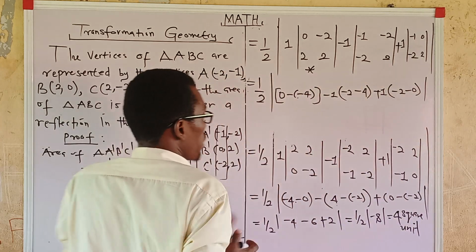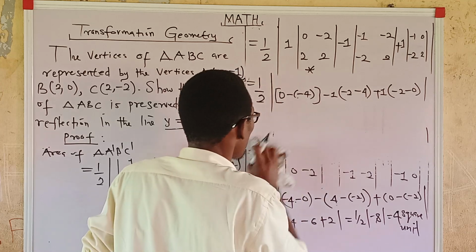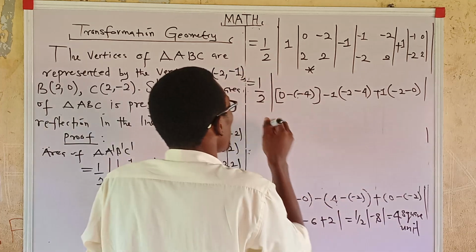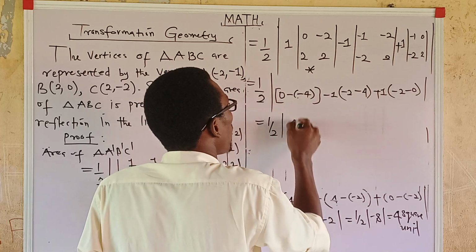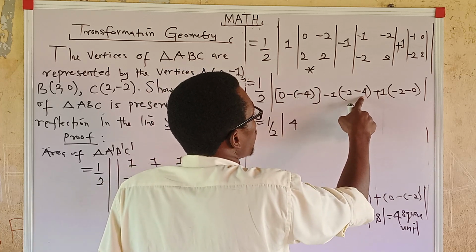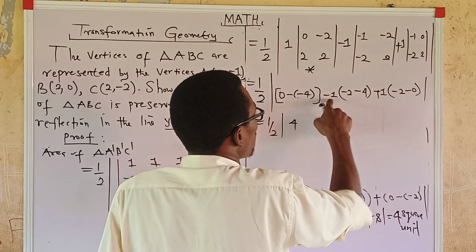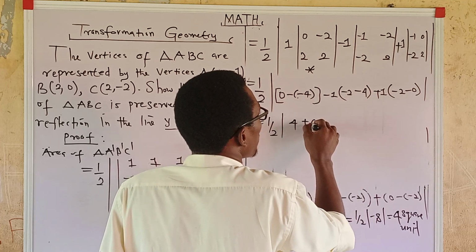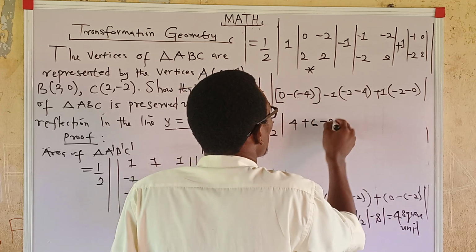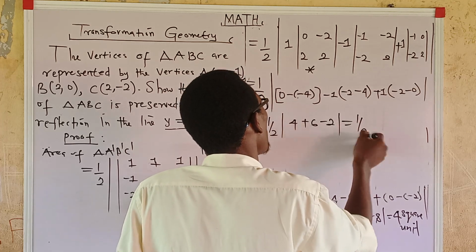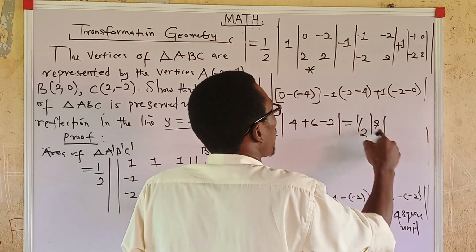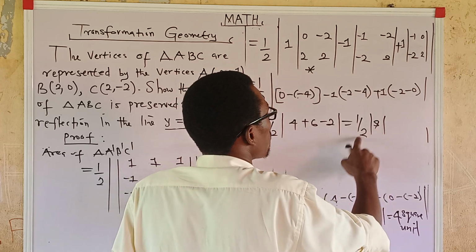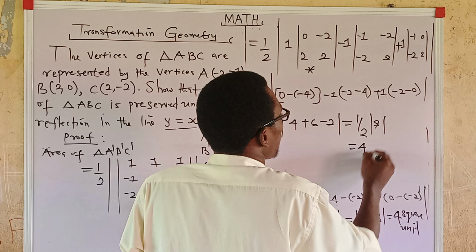So we're almost done with the problem. Let me take away this on the board. Then this is equals to writing half modulus of everything here will be 4. The minus 2 minus 4 will give me minus 6 times minus 1 will give me plus 6, right? Then here will be minus 2. Then here we have half. Now 4 plus 6 is 10 minus 2 is 8. And modulus of a positive number will be positive. Then 2 divided into this, we get 4 square units.